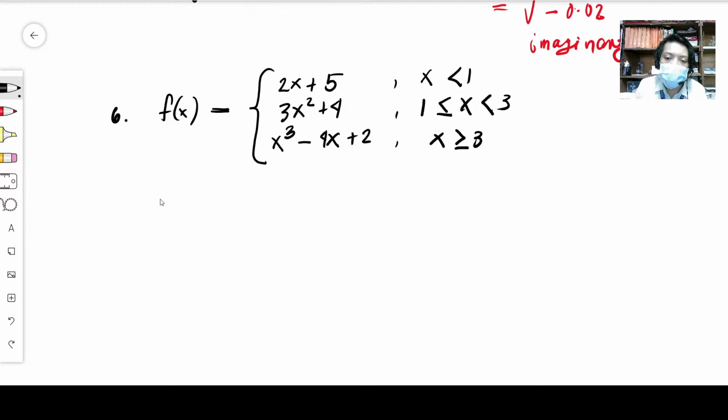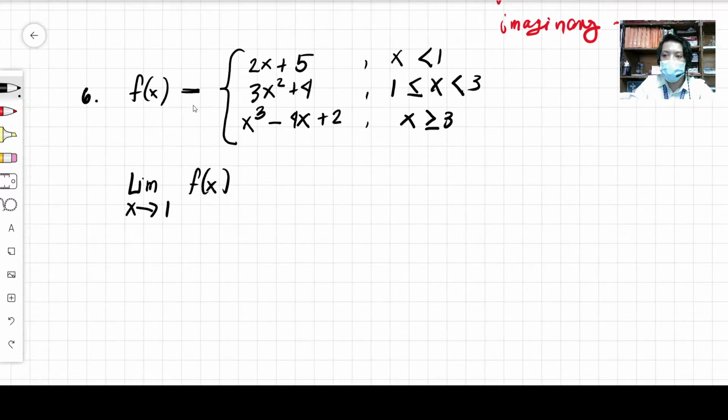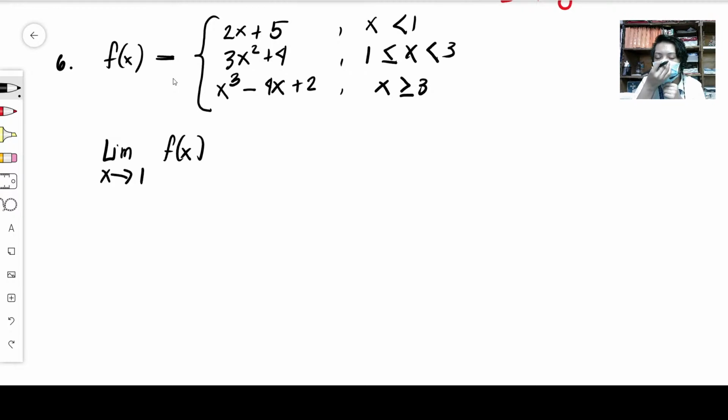What we will find is the limit of that function. Take note how we are given the function when x approaches 1. This is a very interesting example. So how do we solve it? To solve this one, we need to solve the limit of the function as x approaches 1 from the left. From the left.